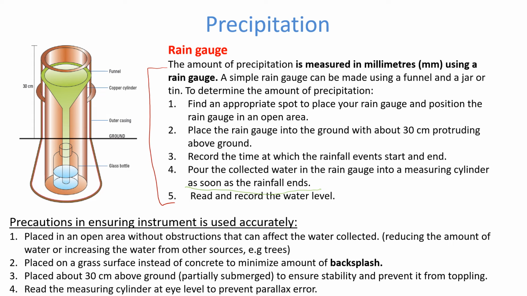It should also be placed on a grass surface instead of concrete to minimize the amount of backsplash. It must also be placed 30 cm above ground with it partially submerged to ensure stability and to prevent it from toppling. Lastly, it should be read at eye level for the measuring cylinder to prevent any parallax error.